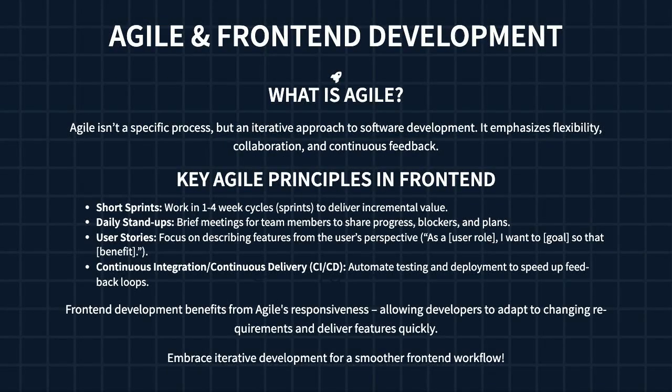Okay, let's talk about how Agile fits into front-end development. Think of Agile as a way to build software in short bursts, usually 1-4-week cycles we call sprints. Each sprint focuses on delivering a set of features. During these sprints, teams have daily stand-up meetings where everyone shares what they're working on and any roadblocks they've hit. We also use user stories, basically describing features from the user's point of view to ensure we're building things that people actually want. Finally, Agile encourages automation, CI/CD, so changes can be tested and deployed quickly, giving us faster feedback.